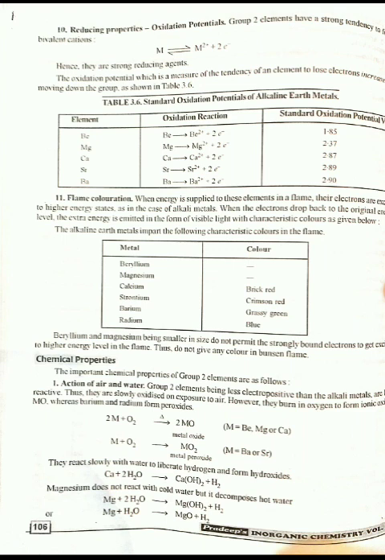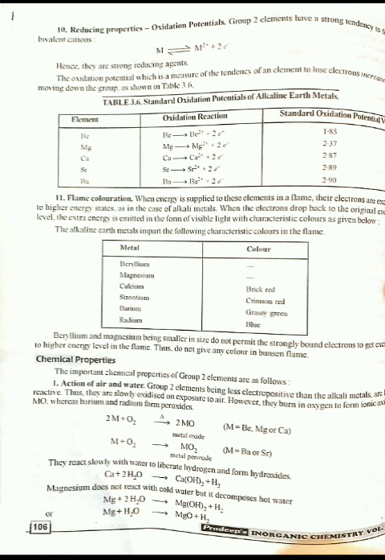Chemical properties. The important chemical properties of group 2 elements are as follows. First, action of air and water. Group 2 elements, being less electropositive than the alkali metals, are less reactive. Thus, they are slowly oxidized on exposure to air. However, they burn in oxygen to form ionic oxide (MO), whereas barium and radium form peroxides. 2M plus O2 on heating gives 2MO, that is metal oxide, where M is beryllium, magnesium or calcium. M plus O2 gives MO2, metal peroxide, where M is barium or strontium.